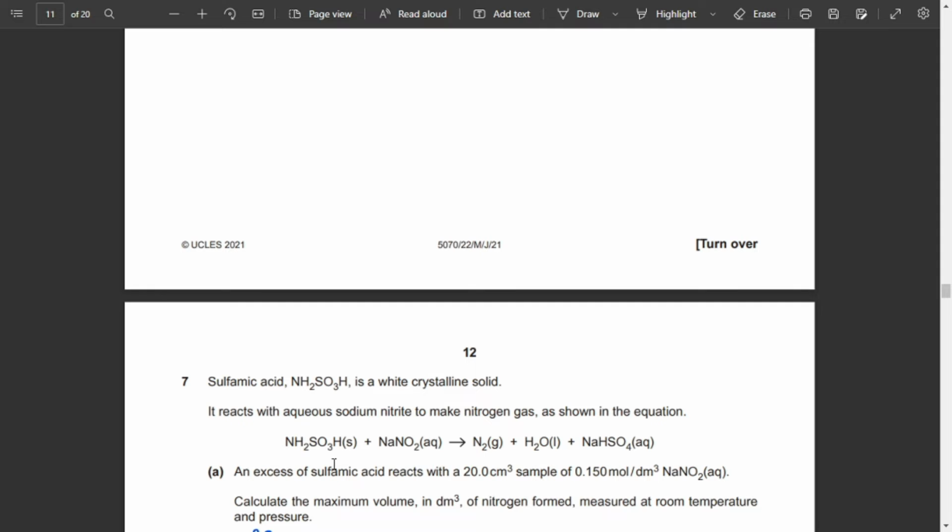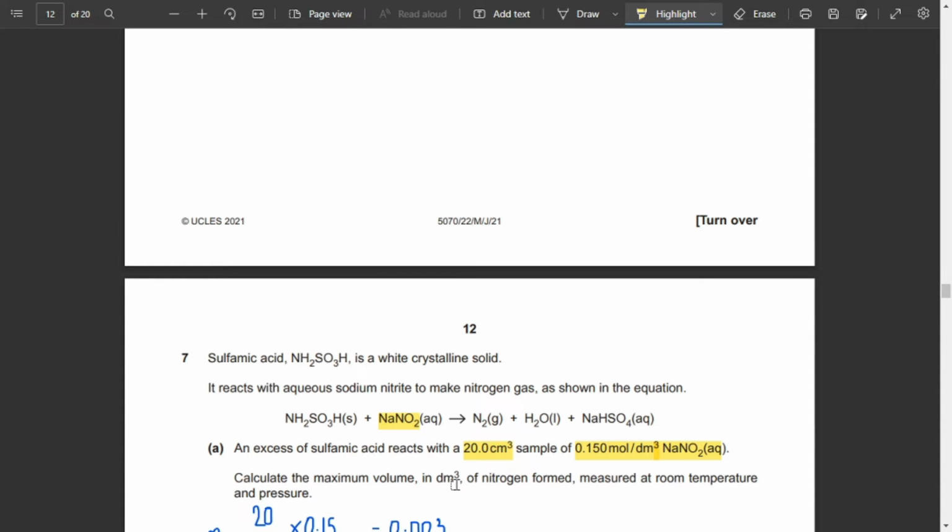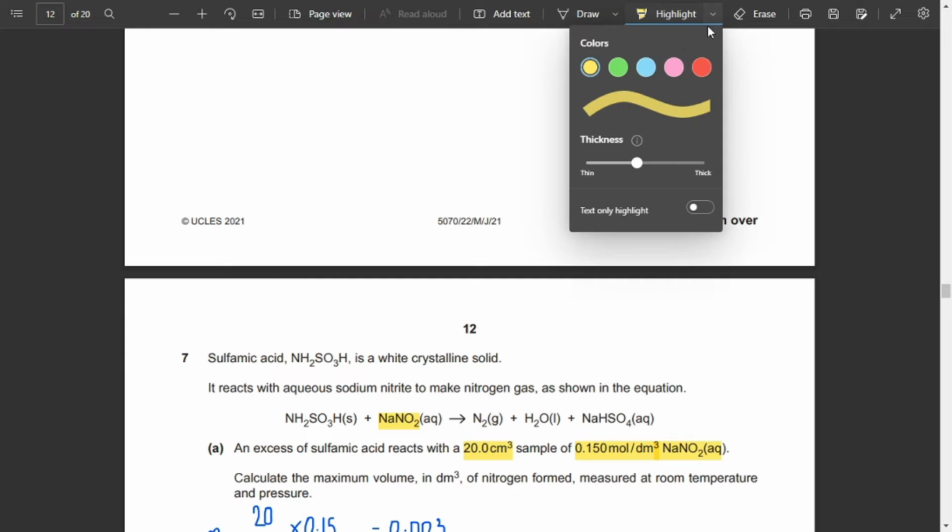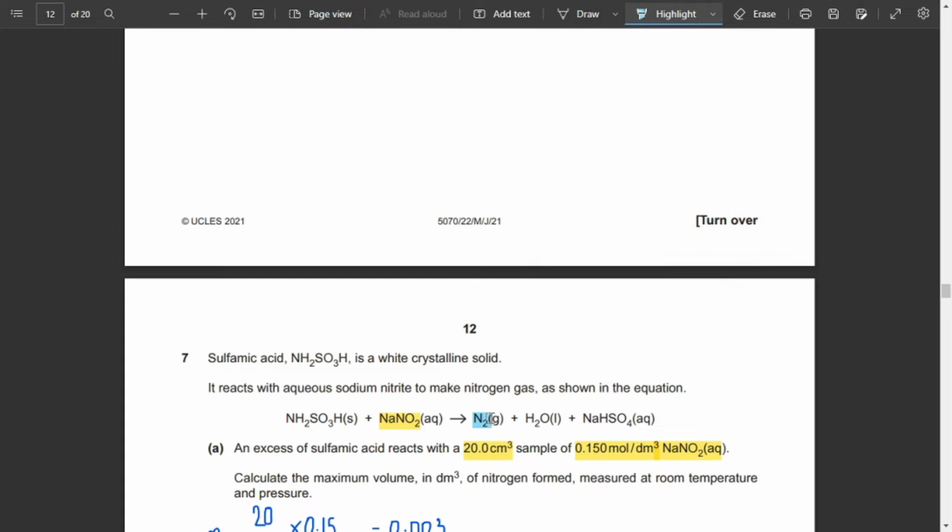Alright, an excess of sulfamic acid reacts with, if we start highlighting over here, so basically it is reacting with 20 cm cube, which is the volume, and this is the concentration of NaNO2. Alright, here we are talking about NaNO2. Calculate the maximum volume in dm cube of nitrogen formed measured at room temperature and pressure. Now for nitrogen, let's consider the blue highlighter.